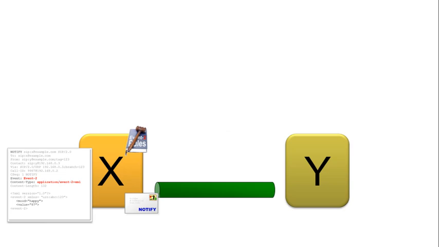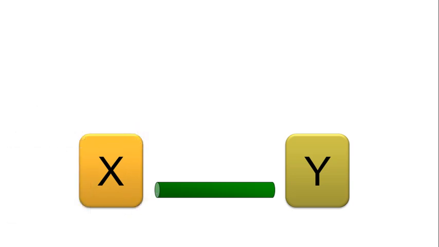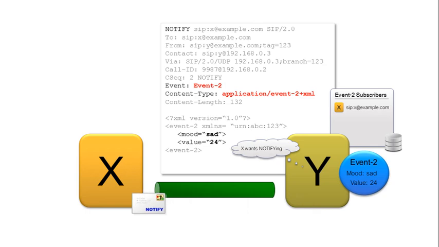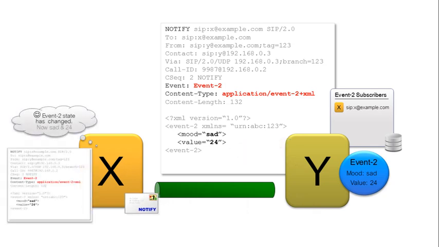Reading the notify and seeing content type application/event2 plus XML, X knows which parser to use and finds that event 2 is happy and is valued at 87. Y also adds X to his list of subscribers, also known as watchers. A moment later, when an event 2 occurs, Y checks its list of watchers and constructs and sends a notify, similar to the last one, but with updated event characteristics.